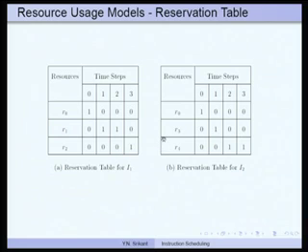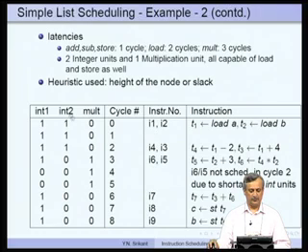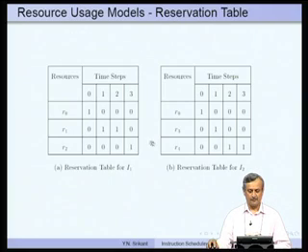Then we still have not formally considered how to represent the resource availability. I showed you an example here. This is the resource reservation table that we are going to talk about very soon. It shows all the resources and their availability in the various cycles.